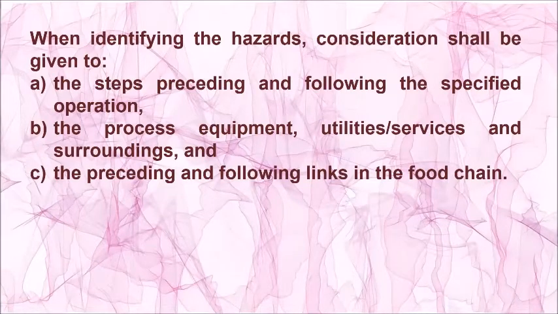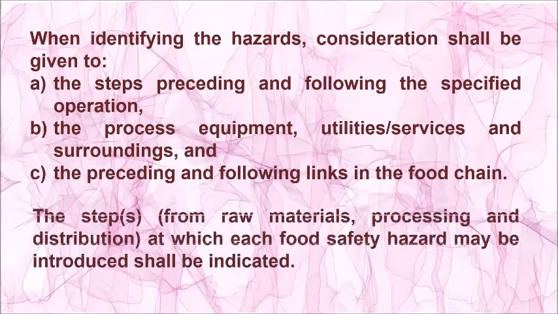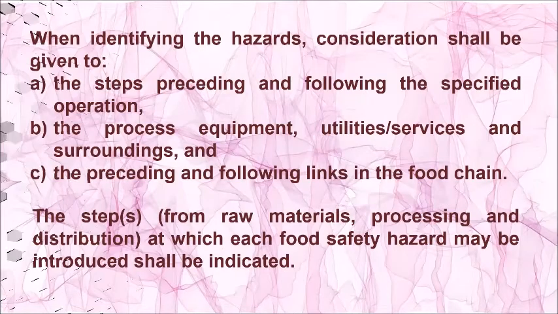The preceding and following links in the food chain. Yes, very important. If you have seen our previous sessions, we have spoken about the food chain, and in the food chain, what kind of linkages are there for that particular process before and maybe even after, which could have a potential hazard, and how you can identify it at that particular stage itself. Once the steps at which these food safety hazards are introduced are identified, they shall be indicated. In short, one must be able to pinpoint the stages and the steps and what kind of hazard is present there, and it should be marked.